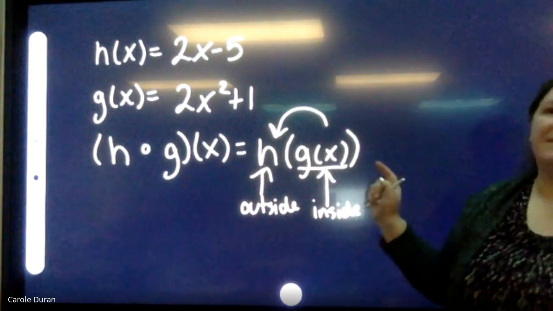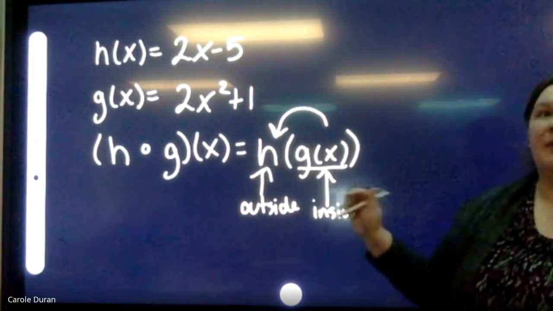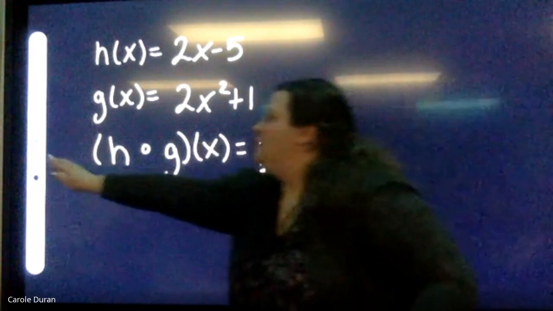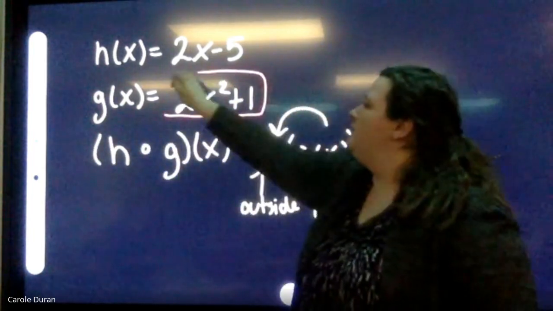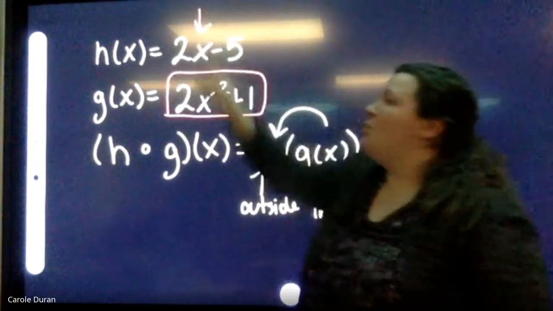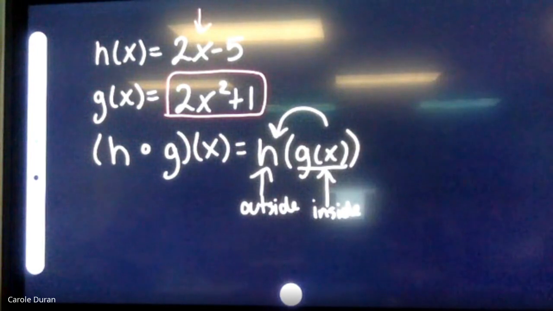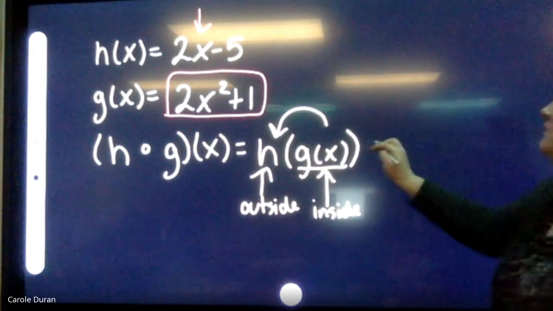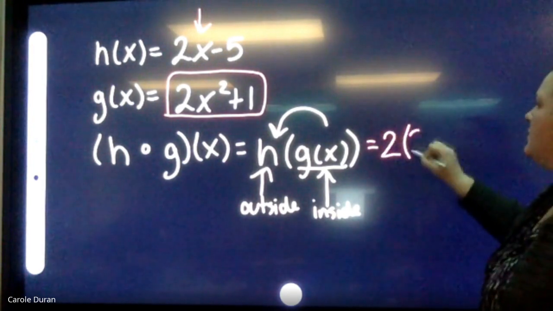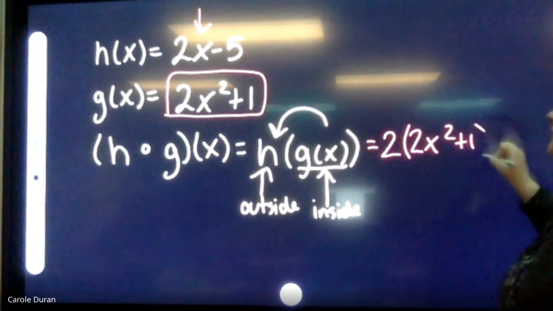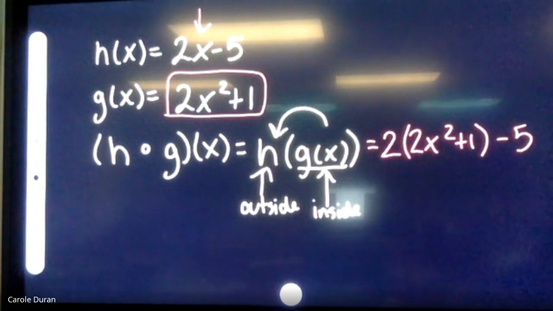So what this means, I am taking my entire g function, which is this 2x squared plus 1, and I'm plugging it in where the variable is in my outside function h. So this composition becomes 2 times 2x squared plus 1 minus 5. So I literally replaced my variable x with my inside function. And then from here, all I have to do is simplify.